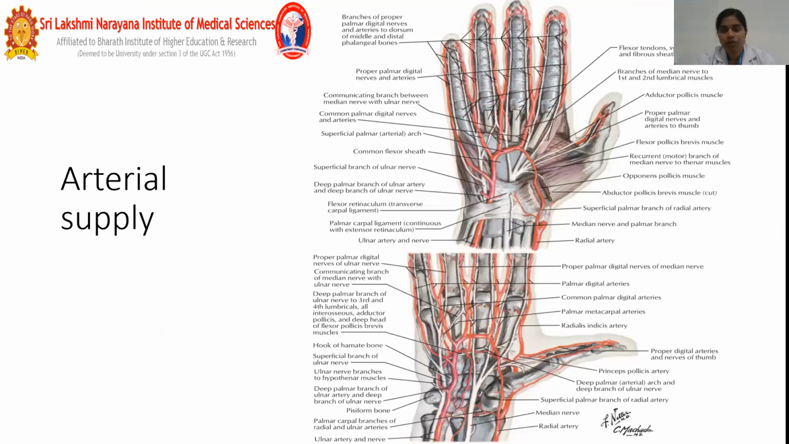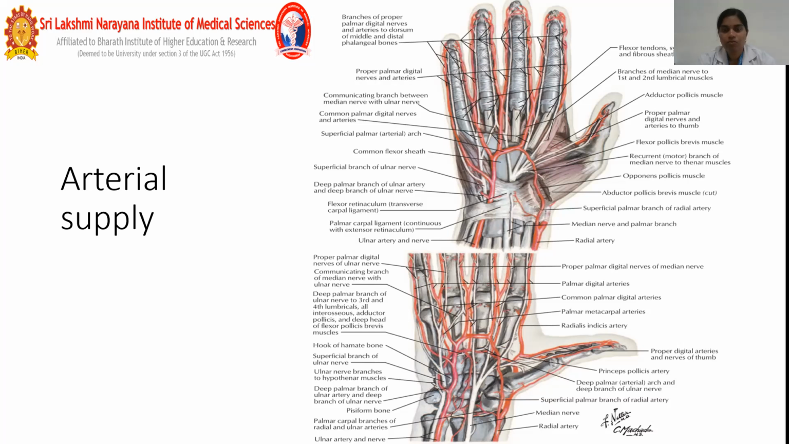Coming to the arterial supply, the hand has a superficial palmar arch and a deep palmar arch which supply the blood to the hand, bones, muscles, and also the tendons, including the soft tissues. The superficial palmar arch is formed by the ulnar artery and the superficial palmar branch of the radial artery, and this gives off the digital arteries which supply the digits.